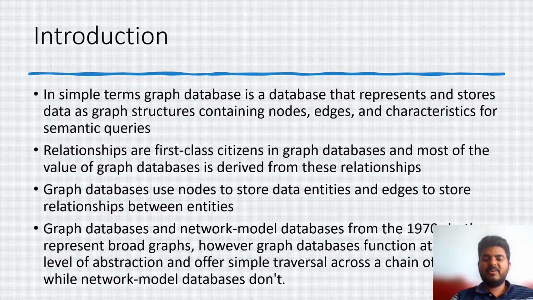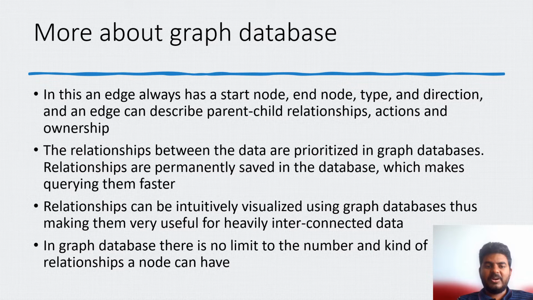Graph database and network model database are both used to represent broad graphs. However, graph database provides a high level of abstraction and offers simpler traversal across a chain of nodes than the network model database. So let's talk a little more about graph databases. In a graph database, edges always have a start node, end node, type and direction, and they also have some other attributes like parent-child relationship, actions, and ownership.